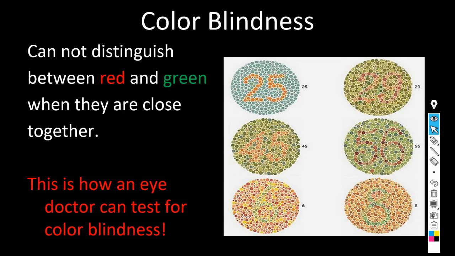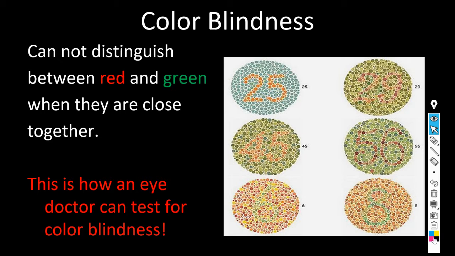So we'll look at color blindness first. If someone has color blindness, they have the inability to distinguish between red and green when they are close together. So if you take a look at the diagram on the right-hand side, if you were to go into a doctor's office and they were to inquire as to whether or not you were colorblind, then they would give you a test similar to the one seen on these diagrams.